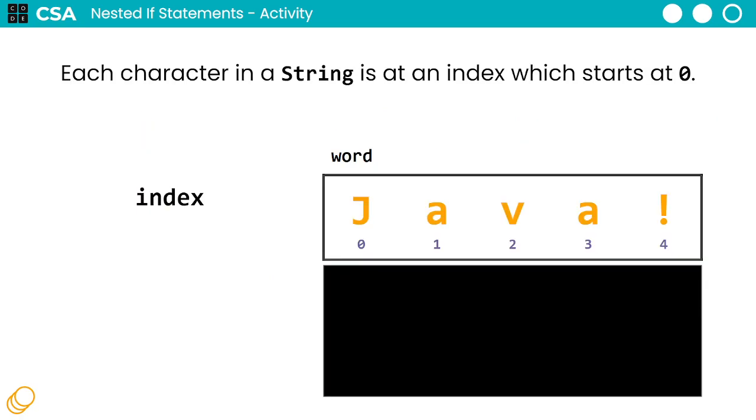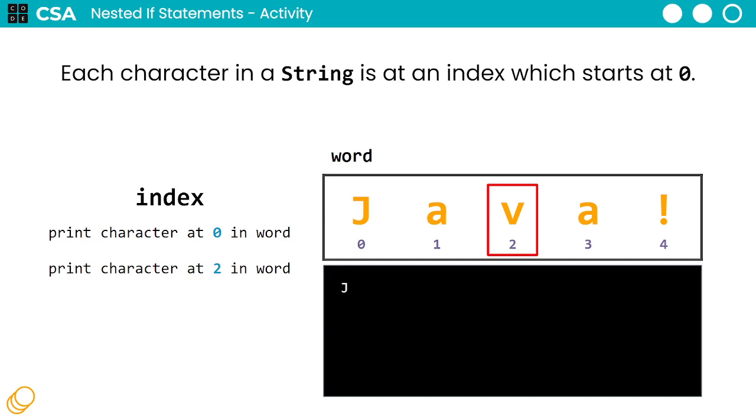Okay. Each character in a string starts at an index level or an index value of 0. So just like how an array starts at 0, so does a string. So you can actually get specific letters in a string. So if we printed character 0 in a word, it would pop up with J. It would be that capital J. If we printed character 2, it's going to pop up with the lowercase v. That should be a lowercase, but whatever.